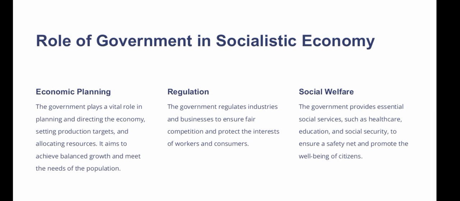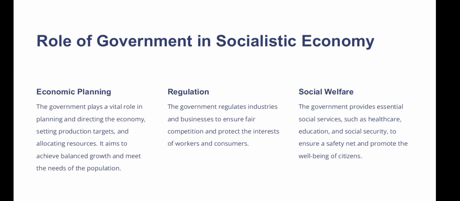First one is economic planning. The government is involved in planning of the economy. The government plays a vital role in planning and directing the economy. It is a very important class. The government is also included in planning of socialistic economy, setting production targets and allocating resources. It aims to achieve balanced growth and meet the needs of the population.